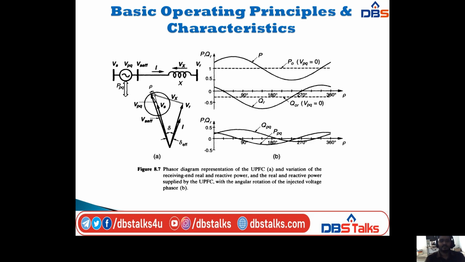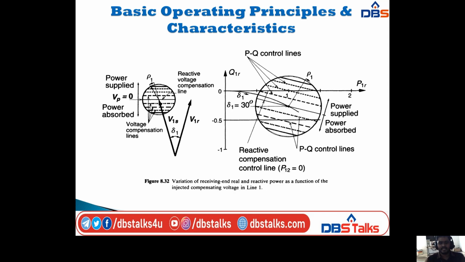That is in this one. Okay, so this is the variation of receiving end real and reactive power as a function of the injected compensating voltage in line 1. On the left side we have the voltage phasors, that is V1S and V1R, and at this condition the voltage across that one, that is Vp, is 0, and here we have voltage compensation lines. Here we have power absorbed below the circle and power supplied above the circle.